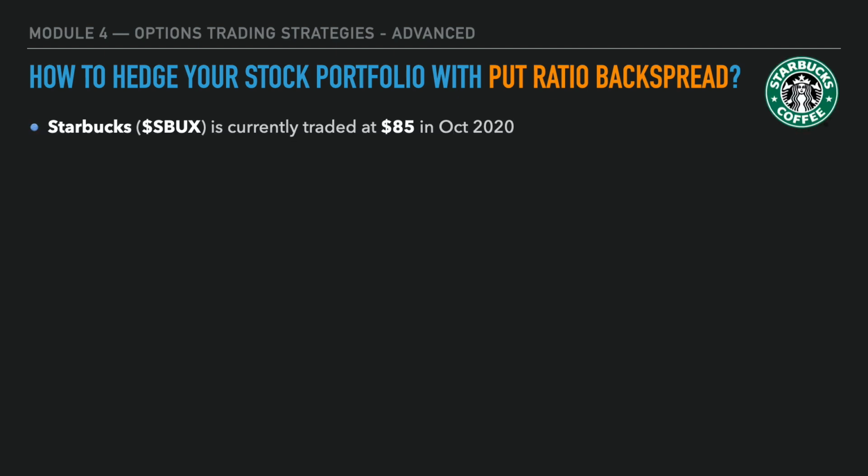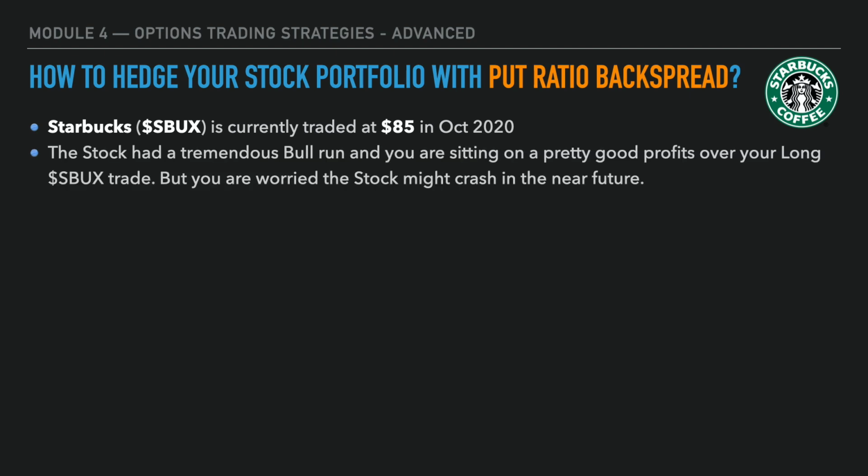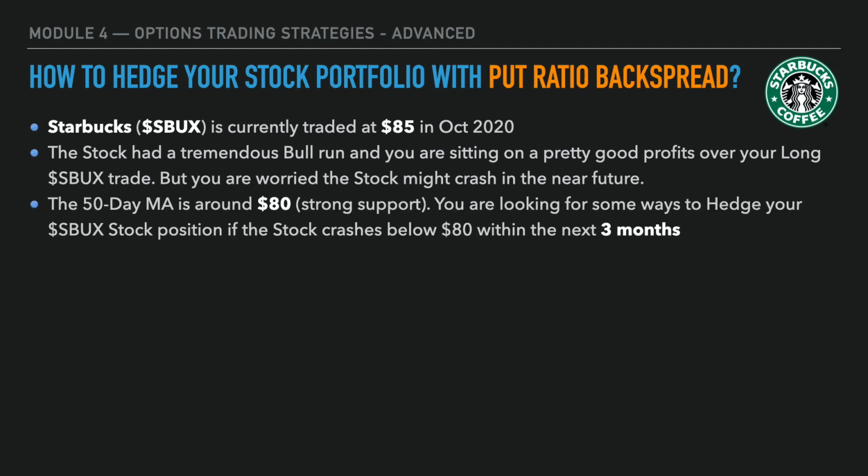Starbucks is one of your biggest positions in your long-term investment portfolio, and it's currently traded at $85 per share in October 2020. The stock had a tremendous bull run for the past few months. You're sitting on pretty good profits on a Starbucks position, but you're worried this stock might crash in the near future. Starbucks' 50-day moving average is around $80.